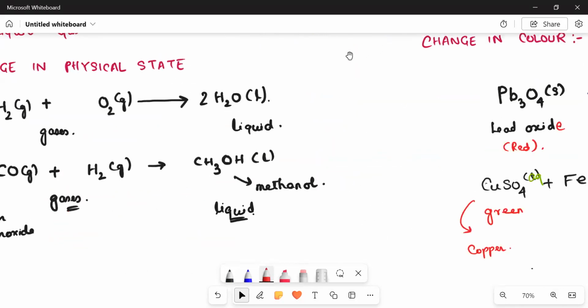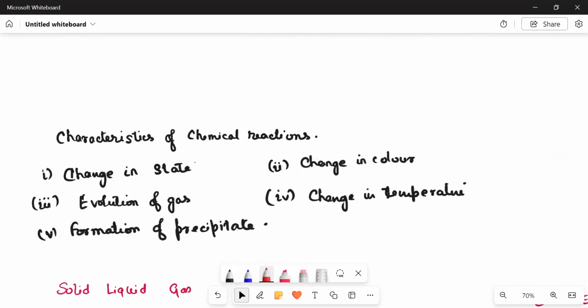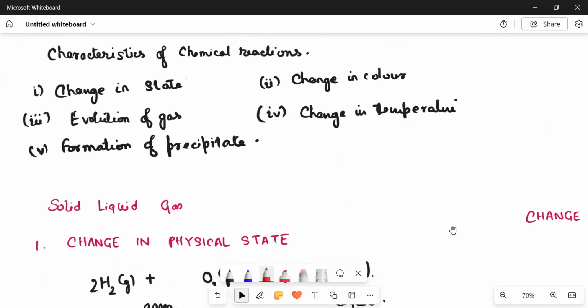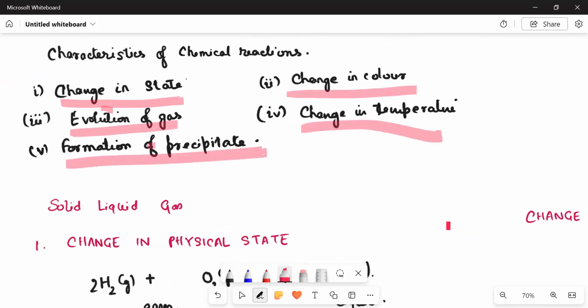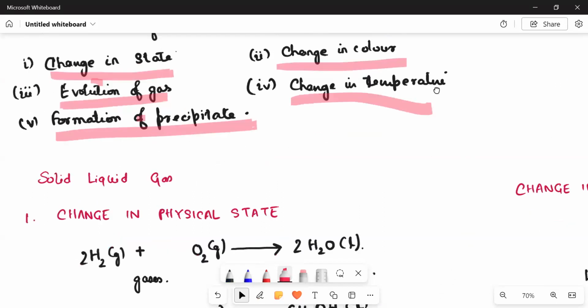In the beginning, I will explain to you about the characteristics of a chemical reaction. Right, there are 6 ways by which you can identify whether a chemical reaction has taken place. First of all, there will be a change in state, right? Then there will be the evolution of gas, change in color, change in temperature and formation of precipitate. पहले आते हैं हम लोग चेंज इन फिजिकल स्टेट.